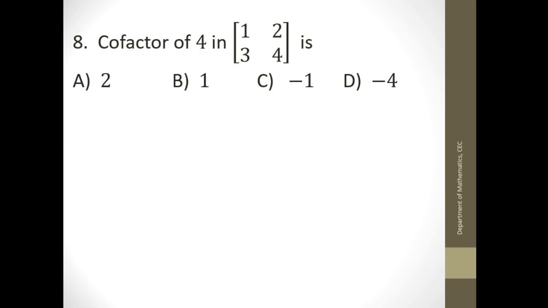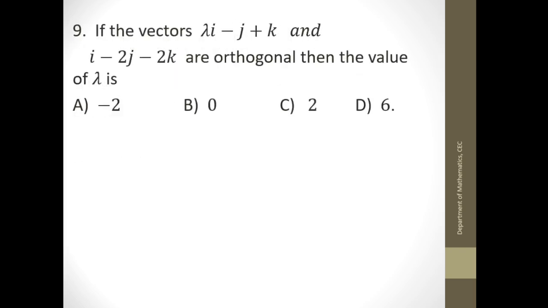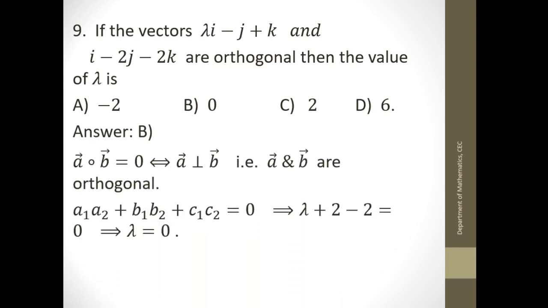Cofactor of 4. 4 is in the second row, second column element. Therefore, the cofactor is 1. If the vectors are orthogonal, two vectors are orthogonal if A dot B is 0. So A1, A2 plus B1, B2 plus C1, C2 is 0. Lambda plus 2 minus 2 is 0. So lambda is 0. The answer is B.